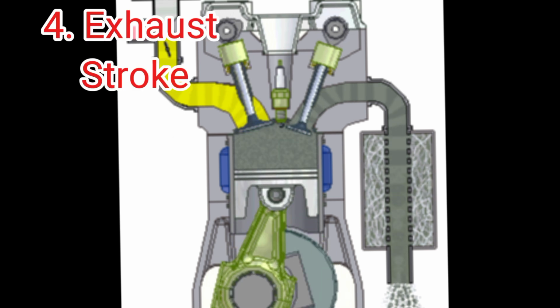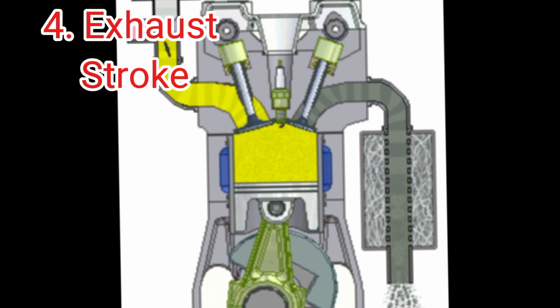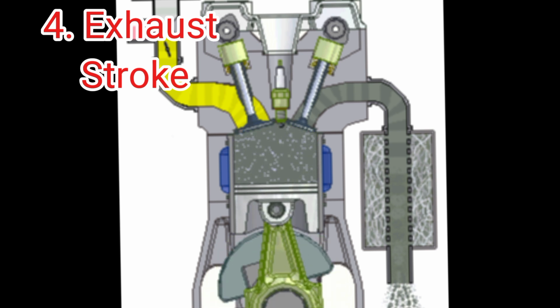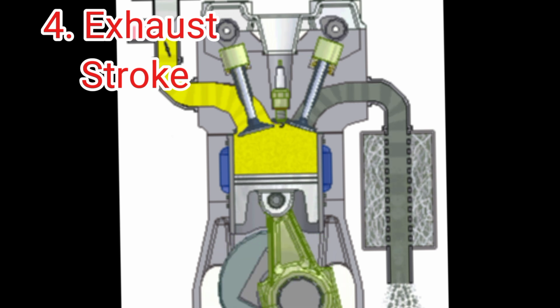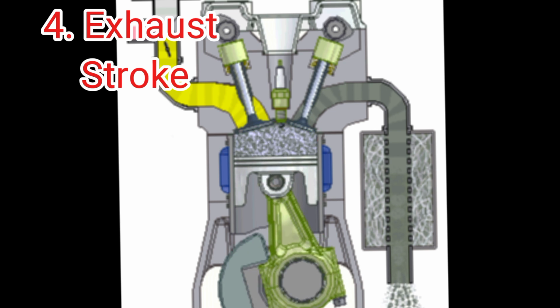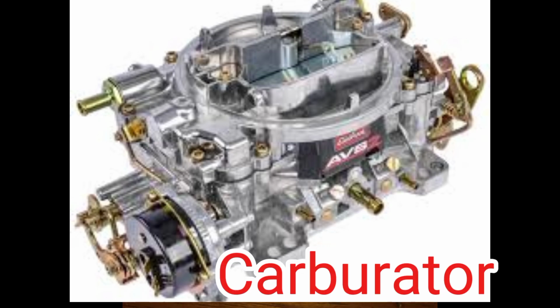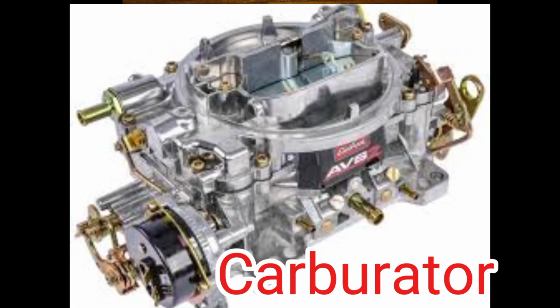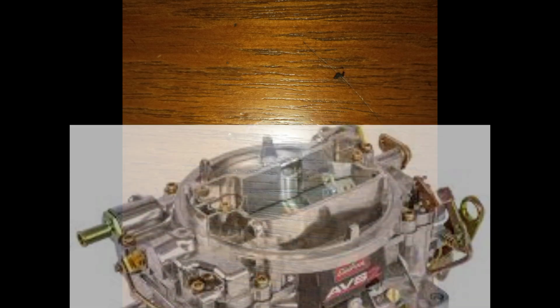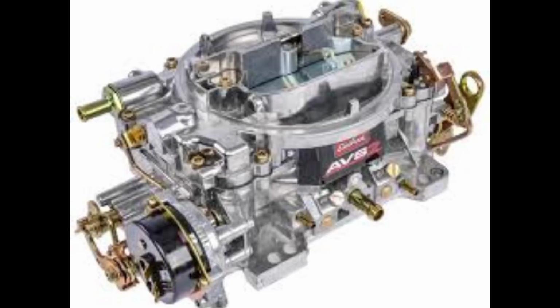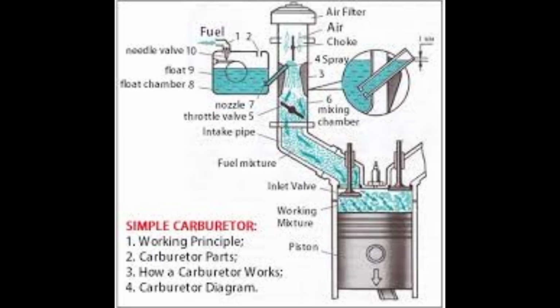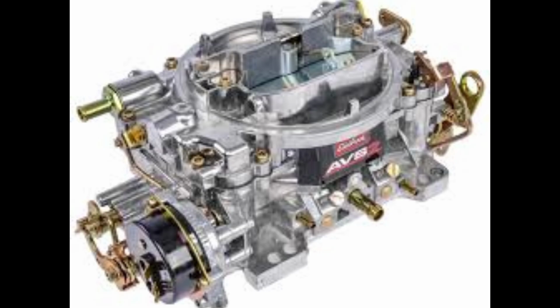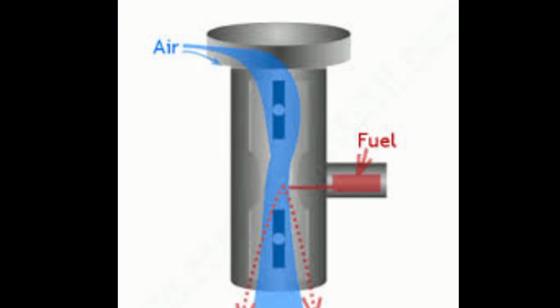4. Exhaust. When the piston reaches bottom dead center, the exhaust valves open and the combustion gases are expelled from the engine. The appropriate gasoline fuel mixture for burning accurately is processed through the carburetor. Carburetor's job is to mix air and fuel in the correct ratio for an engine to burn efficiently. It works by using Bernoulli's principle, which states that as the velocity of a fluid increases, the pressure decreases.